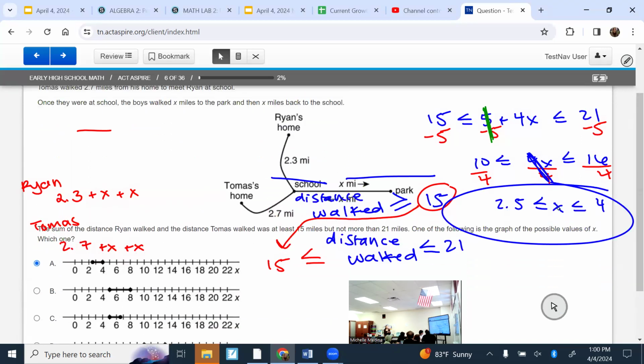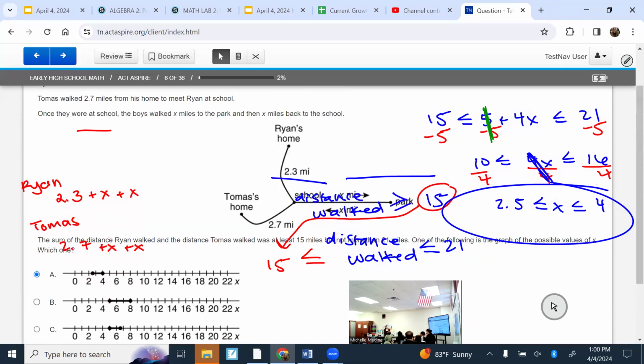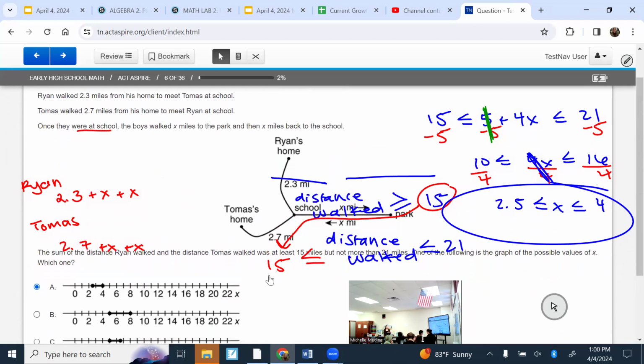So this time, usually I can cancel out a few based on the open or closed circles. These all had closed circles, so that didn't help me as much. I had to solve to get the exact numbers that it should go on. Okay, questions about that? Any other questions?